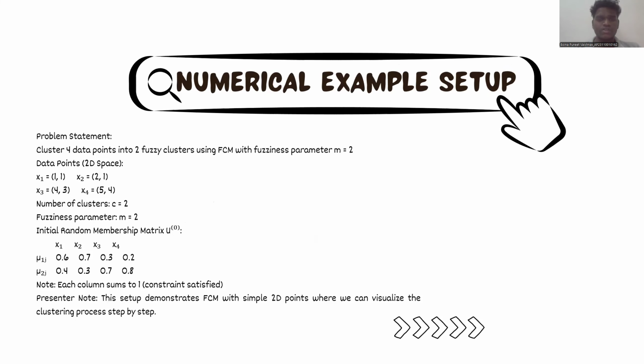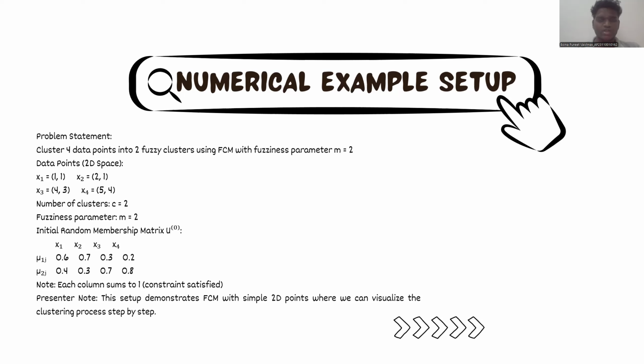Now let us look at a numerical example. We have 4 data points in 2D space. We want to divide them into two clusters. We also define an initial membership matrix. Each column sums to 1, satisfying the constraint.